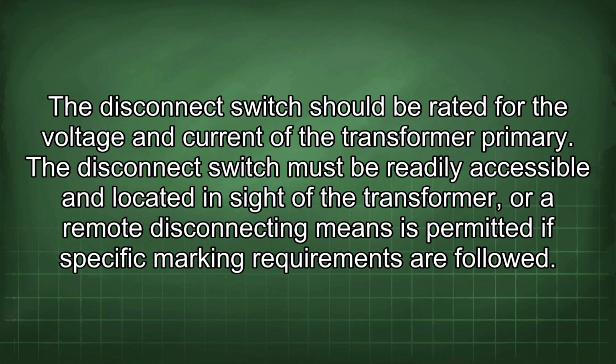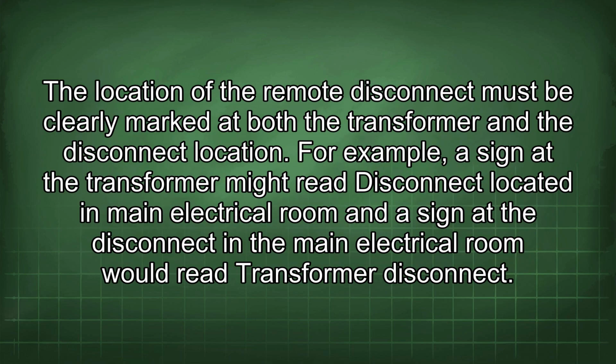The disconnect switch should be rated for the voltage and current of the transformer primary. The disconnect switch must be readily accessible and located in sight of the transformer, or a remote disconnecting means is permitted if specific marking requirements are followed. The location of the remote disconnect must be clearly marked at both the transformer and the disconnect location.